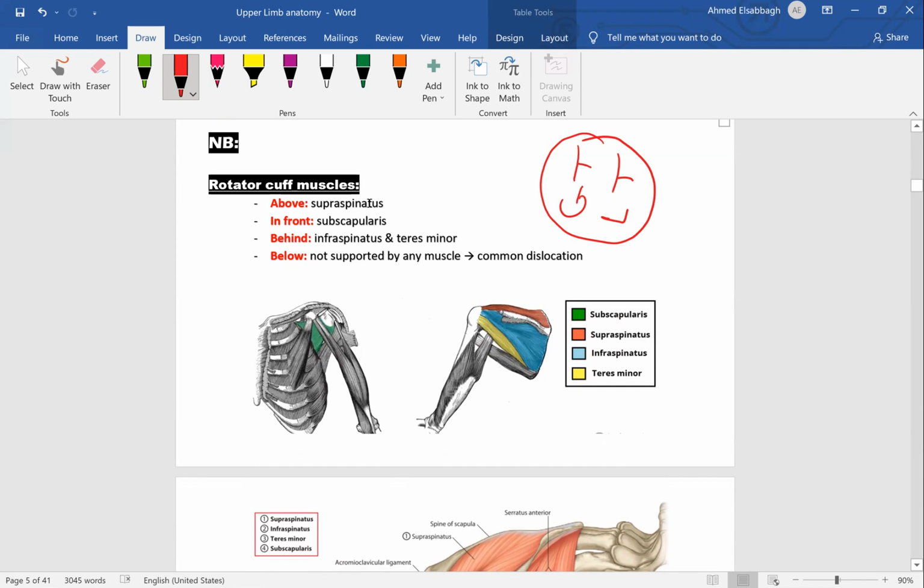The three muscles: supraspinatus, infraspinatus, teres minor. What is the single muscle attached to the LT, lesser tuberosity? It is subscapularis. Okay? Okay. What is the importance of these four muscles?